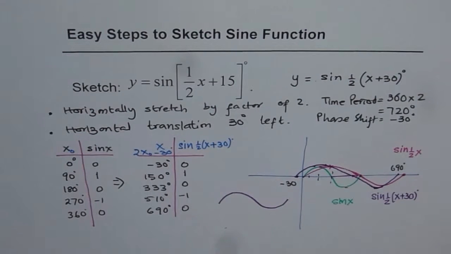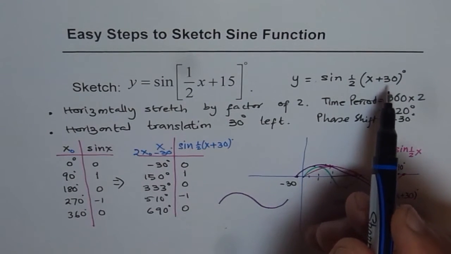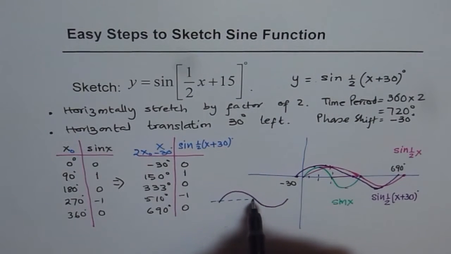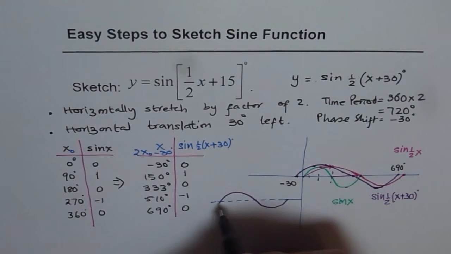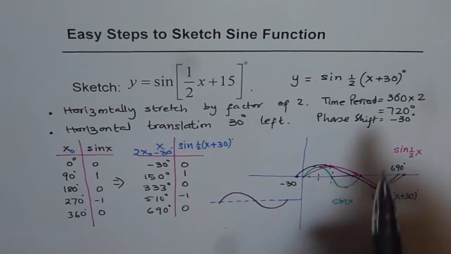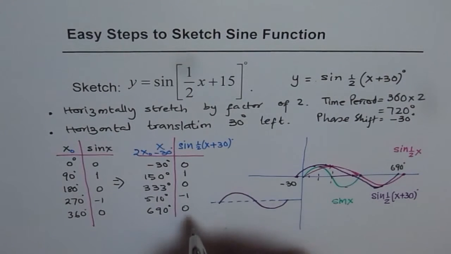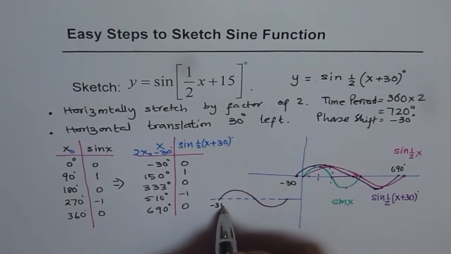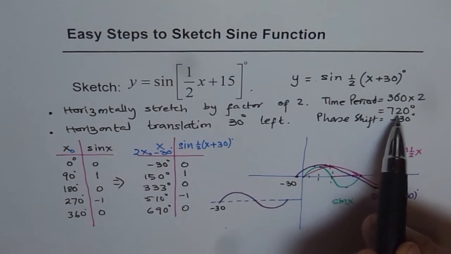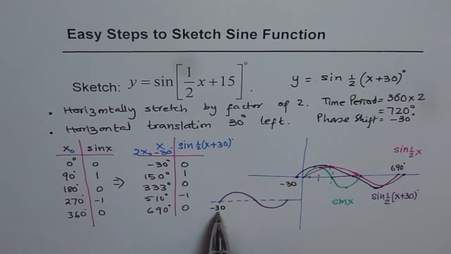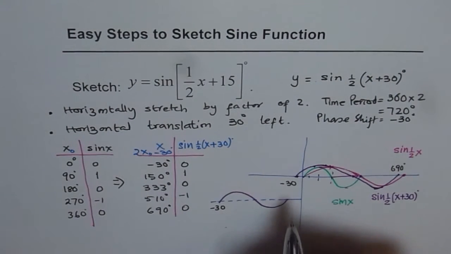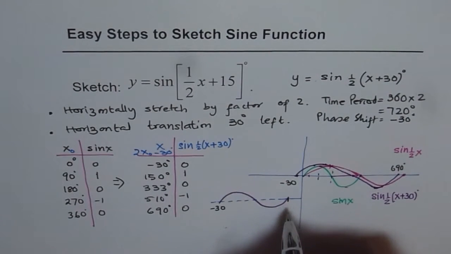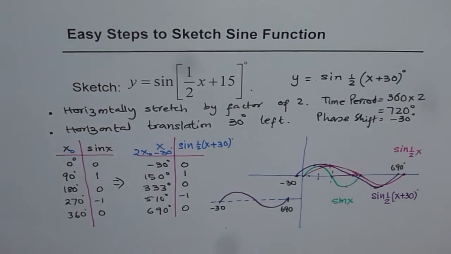So in our sine function, we know it is starting at minus 30, right? So that is our axis of symmetry. Since it is starting at minus 30, since that is a phase shift, let's start with minus 30. Now the time period is 720, right? So let us add 720 to minus 30. If you add 720 to minus 30, you will get 690. So that point becomes 690 for you, correct?